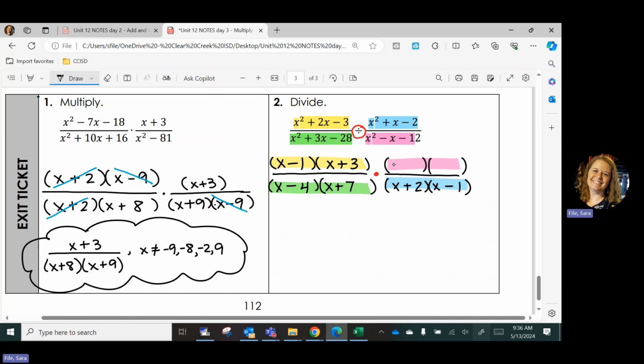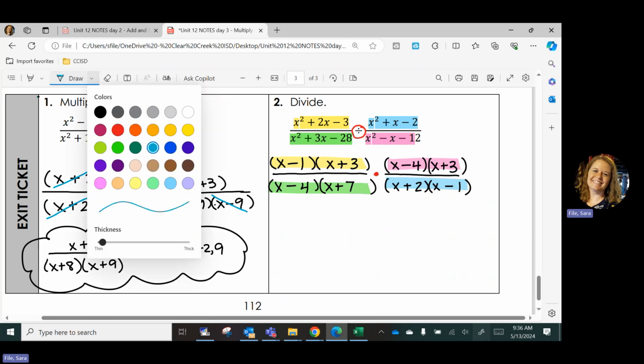Then what was the denominator is now the numerator. Factors of negative 12 that add to negative 1 would be negative 4 and positive 3. All right, so we did our keep, change, flip.